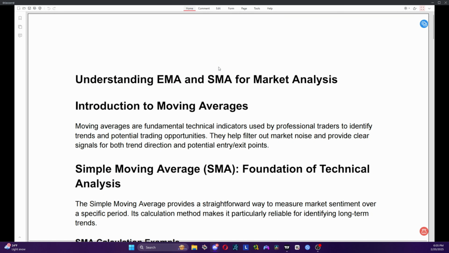So, understanding EMAs and SMAs for market analysis. We're going to do a quick introduction. Moving averages are basically fundamental technical indicators used by any trader, not just professionals, to identify trends and spot trading opportunities. They help filter out market noise and provide a clear signal for both trend direction and potential entry and exit points.